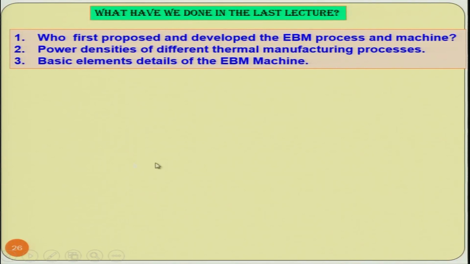Then power density of different thermal manufacturing processes we had discussed in the last class, especially electric discharge micromachining, laser beam micromachining, electron beam micromachining. So, highest in density, if you recollect, was in electric discharge micromachining. Then we discussed the basic elements details of electron beam machining machine.